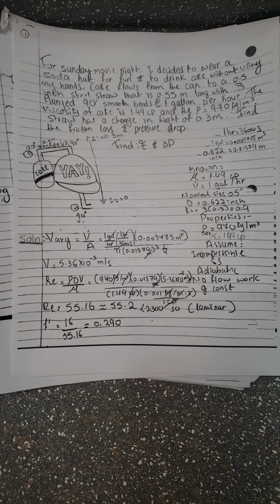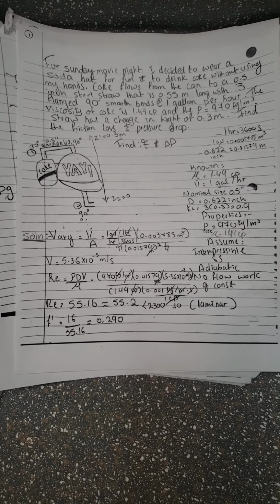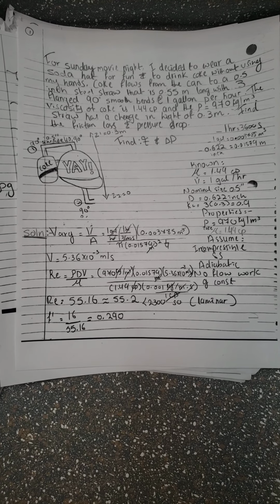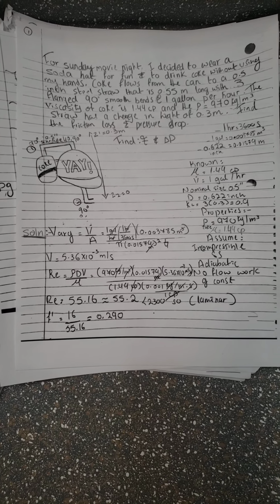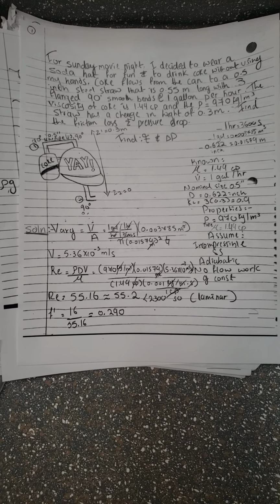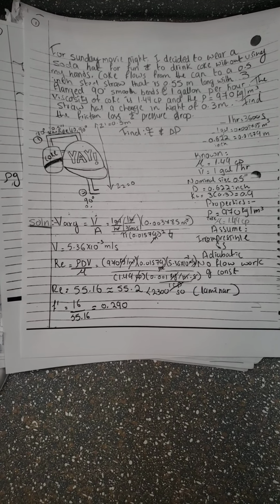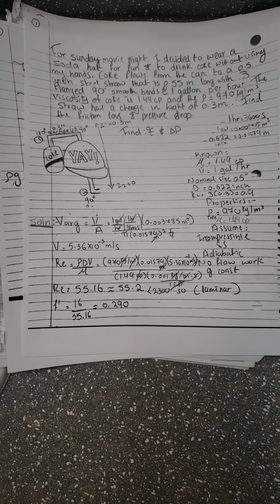For Sunday movie night, I decided to wear a soda hat for fun and to drink Coke without using my hands. Coke flows from a 0.5-inch steel straw that is 0.55 meters long with 3 flat 90-degree smooth bends at 1 gallon per hour. The viscosity of Coke is 1.44 centipoise. The density is 970 kilograms per meter cubed. The straw has a change of height of 0.3 meters. Find the friction loss and pressure drop.